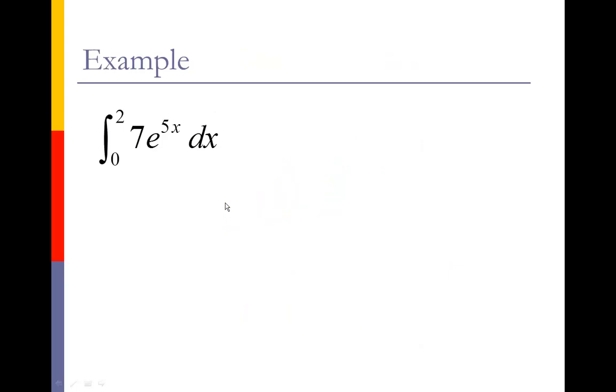So let's do an example. Going from 0 to 2, and we've got the function 7e to the 5x. Our first step is to take the antiderivative, and that's what I've got here. The antiderivative of an exponential is itself, but because we have that 5x, one of the tricks of the trade is to divide by that 5. So here's our antiderivative. I still have that vertical line with the 0 and the 2 to tell me that I still have to plug in 2, plug in 0, take the difference.